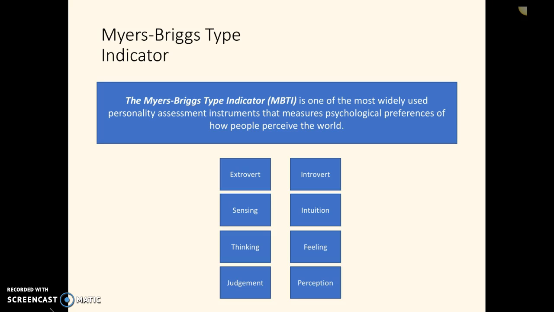Perception, which is looked at as sensing or intuitive. Judgment, which is thinking or feeling. And attitude of judgment, which is judgment or perception.